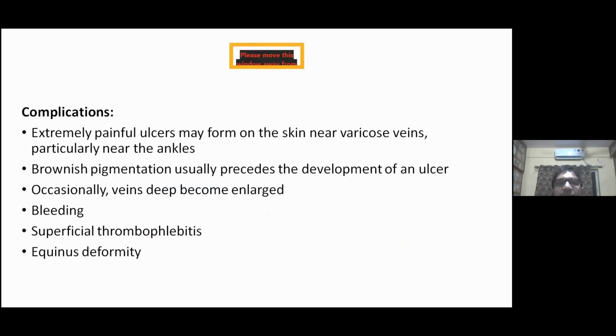And lastly are the complications. Extremely painful ulcers may form on the skin near varicose veins, particularly near the ankles. Brownish pigmentation usually precedes the development of an ulcer. Occasionally, veins become enlarged, bleeding, superficial thrombophlebitis, and equinus deformity. These are the complications that can occur in varicose veins.